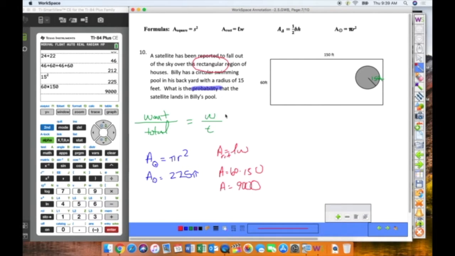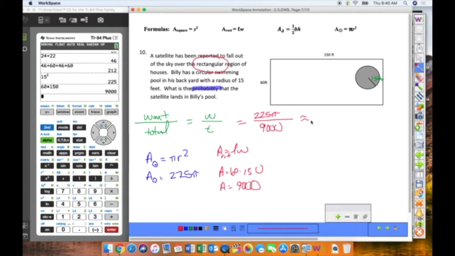So we know that that satellite is guaranteed to land inside the rectangle somewhere, and it just so happens that the pool is inside the rectangle. So it's quite possible that the satellite could hit the pool, but geometrically, that's what this is, geometric probability. We want it to land in the pool, so that is 225 pi for an area. That's how much space that takes up out of a total of 9,000. So there's our exact answer right there. We could reduce that and do 225 over 9,000, but I'm not so concerned about that.